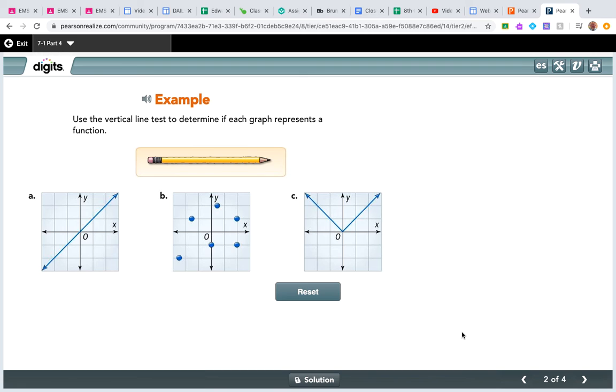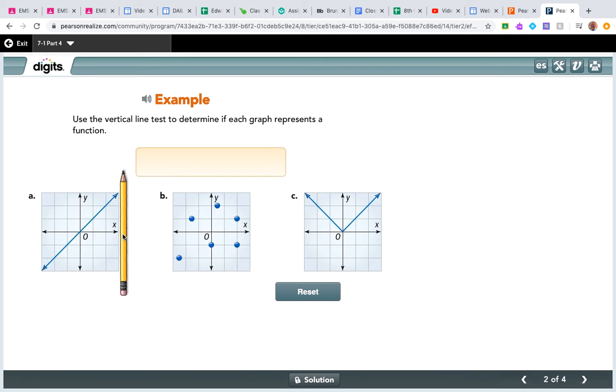So to determine if these are functions or not, you can take your own, this isn't right, I need a vertical line. There we go. You could do this on your own though. You don't have to watch me do it. You can pause the video and get a pencil or your finger or anything else vertical, and you can see if it fails. All right, here come my solutions.